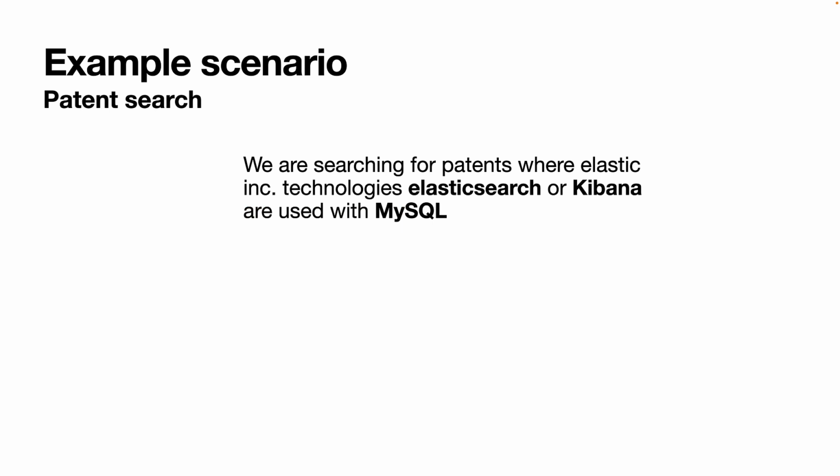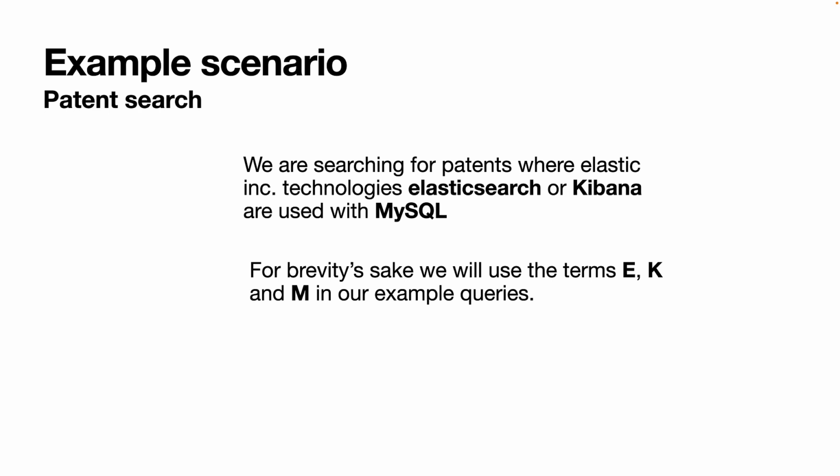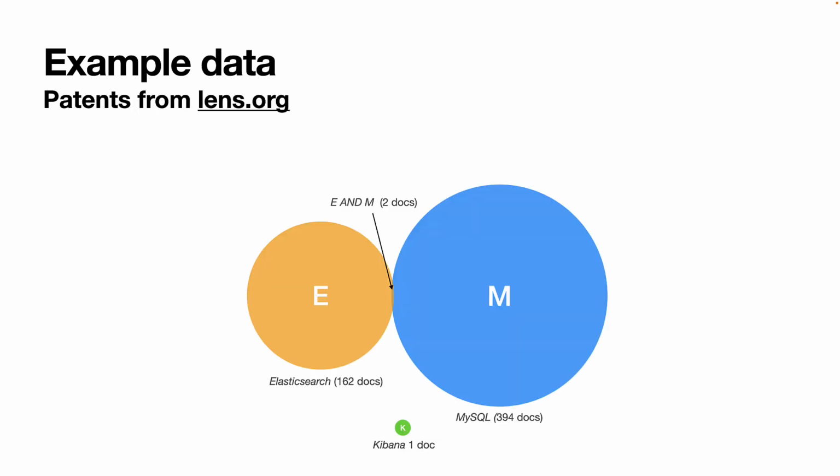So in this scenario, we're doing a search for patents, using patent data, and we're looking for examples of where MySQL has been used with either Elasticsearch or Kibana. So it's a fairly straightforward query. It's got 3 clauses. And for brevity's sake, we'll use the terms E, K, and M to represent Elasticsearch, Kibana, and MySQL in the queries we have.